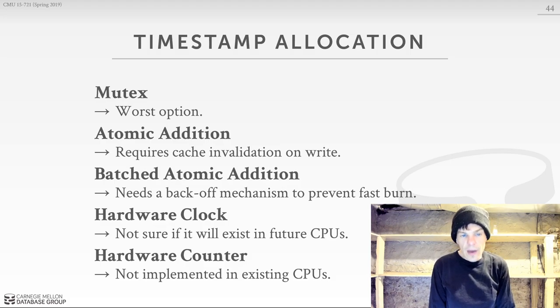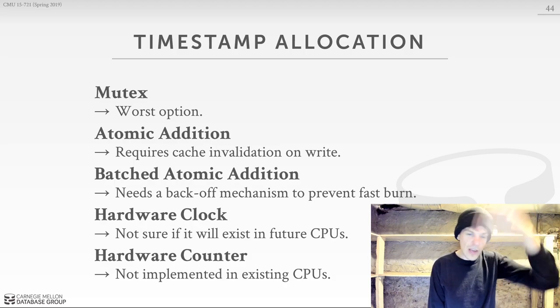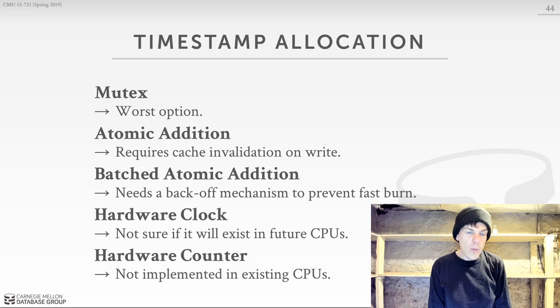You just need to make sure that if transactions are aborting because their timestamps in the batch are less than some other transaction that's updating a bunch of stuff, you have a way to avoid burning through your timestamps very quickly and essentially degenerating into the single timestamp at a time approach.